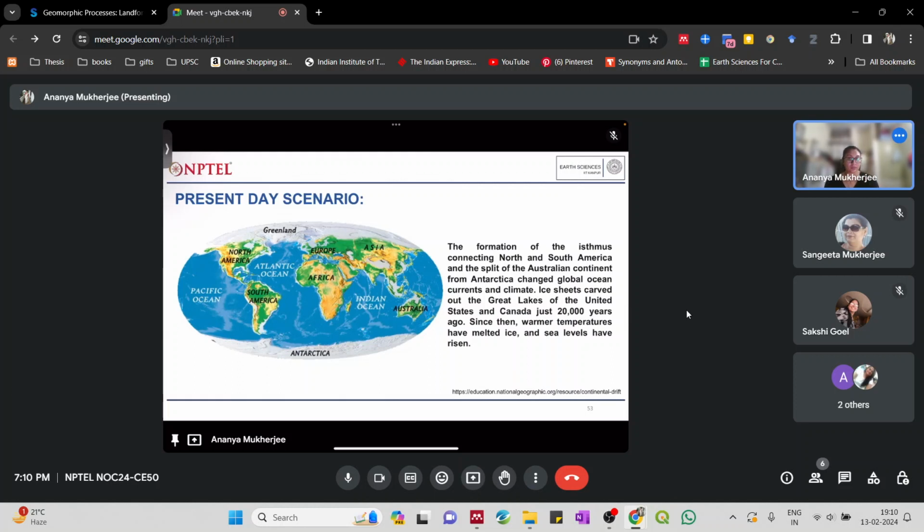Okay, so now as we are seeing, due to global warming there is an increase in the sea levels due to melting of ice. So these things will again have an effect on the movement of the continents. So it's a cyclic process, and each and every factor influences each other during such processes.